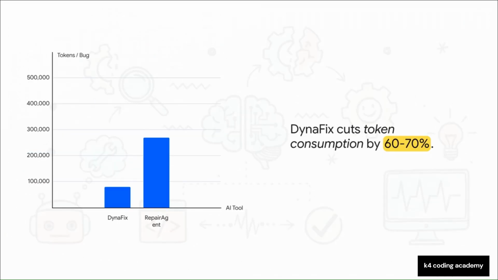And here's the absolute kicker for anyone worried about API costs. Because we stop relying on blind trial and error, DynaFix cuts token consumption dramatically. On average, it uses about 80,000 tokens per bug, compared to something like 270,000 tokens for traditional agent approaches. That is a 60 to 70% reduction in tokens. It makes this method incredibly cost-efficient. You're getting better fixes, faster, for less money.